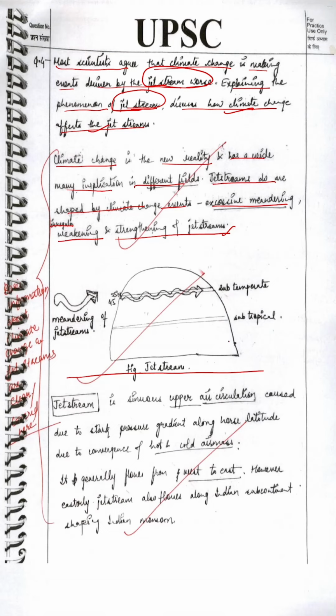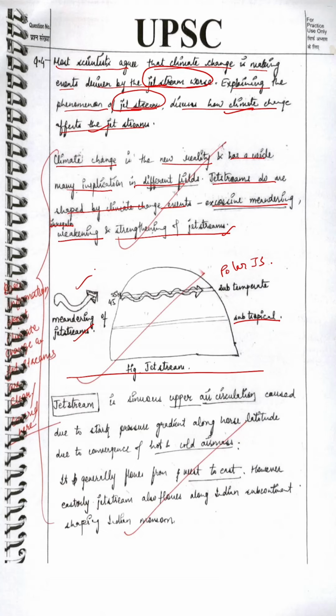So we can say this is the northern hemisphere. Here we have the presence of two important jet streams, the subtropical jet stream, and this one is basically the polar jet stream. How these jet streams meander is also provided here. The diagram is quite well labeled, and the meandering of the jet stream is also shown in the diagram. Now this is the introduction.